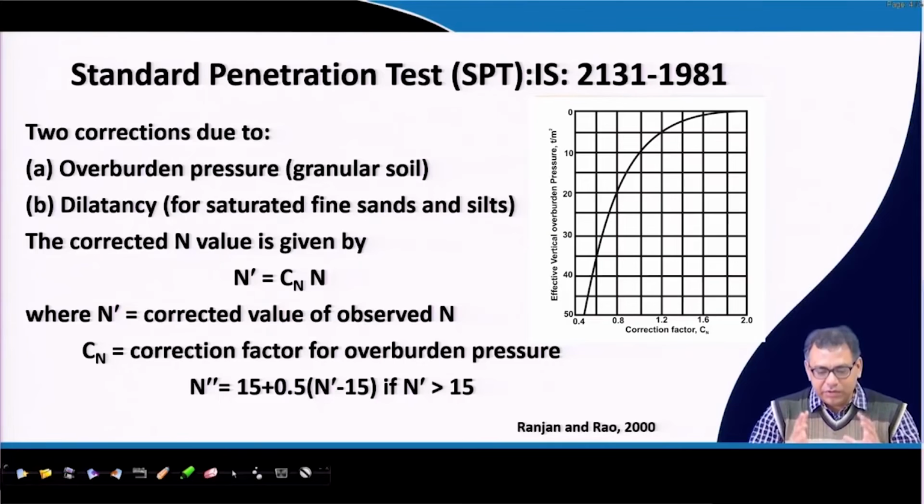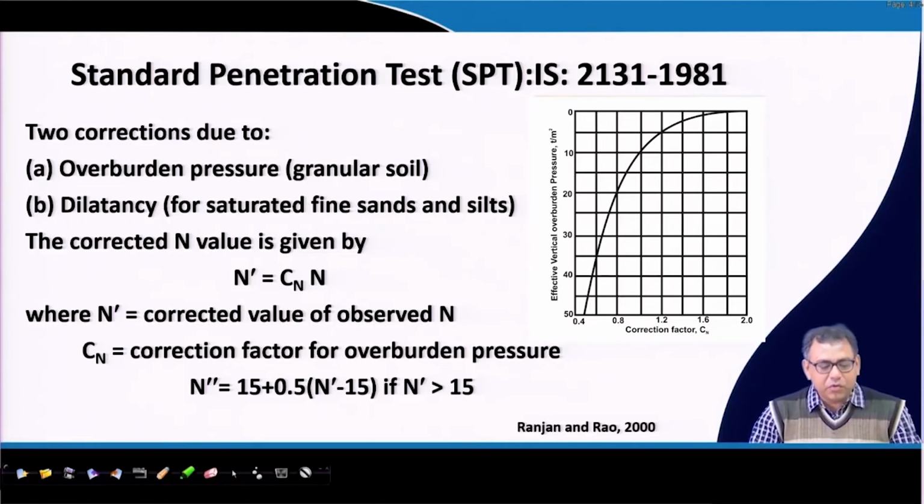Now, once we get this N value, we have to apply different corrections. What are those corrections? As per the IS code, we have to apply two corrections. One is the overburden pressure correction, which you have to apply for granular soil, and another is the dilatancy correction, which you have to apply for saturated fine sand and silts.